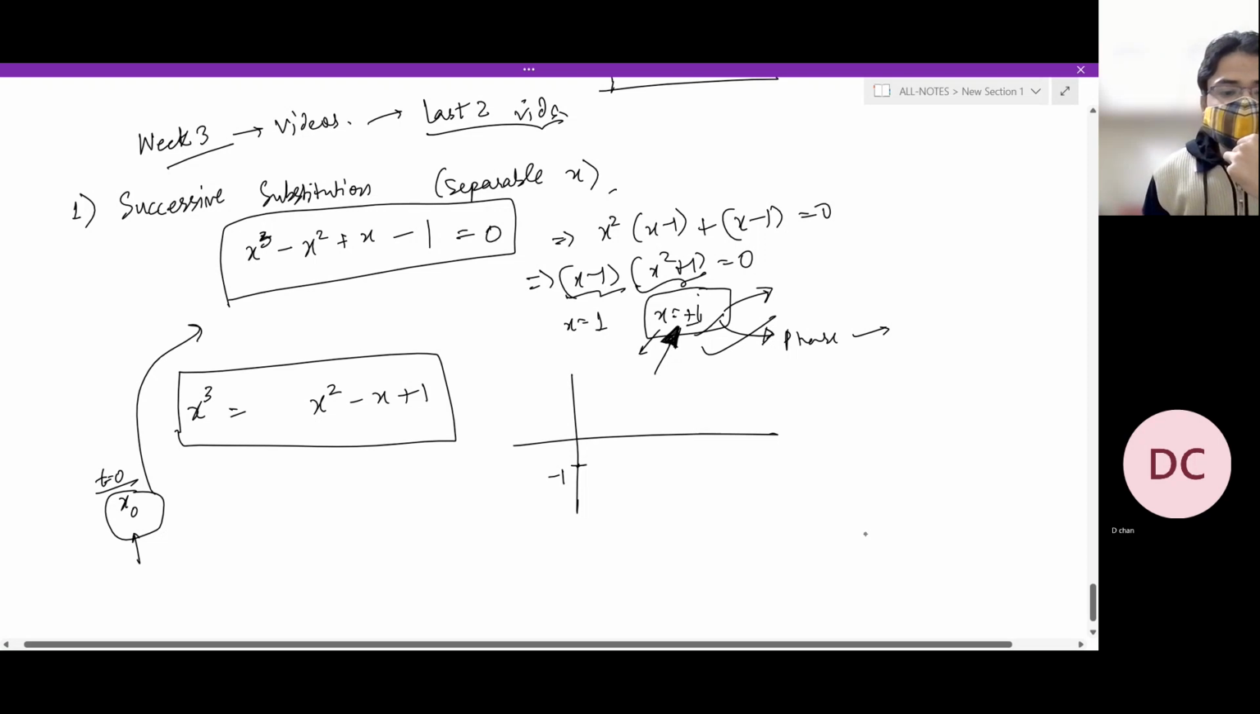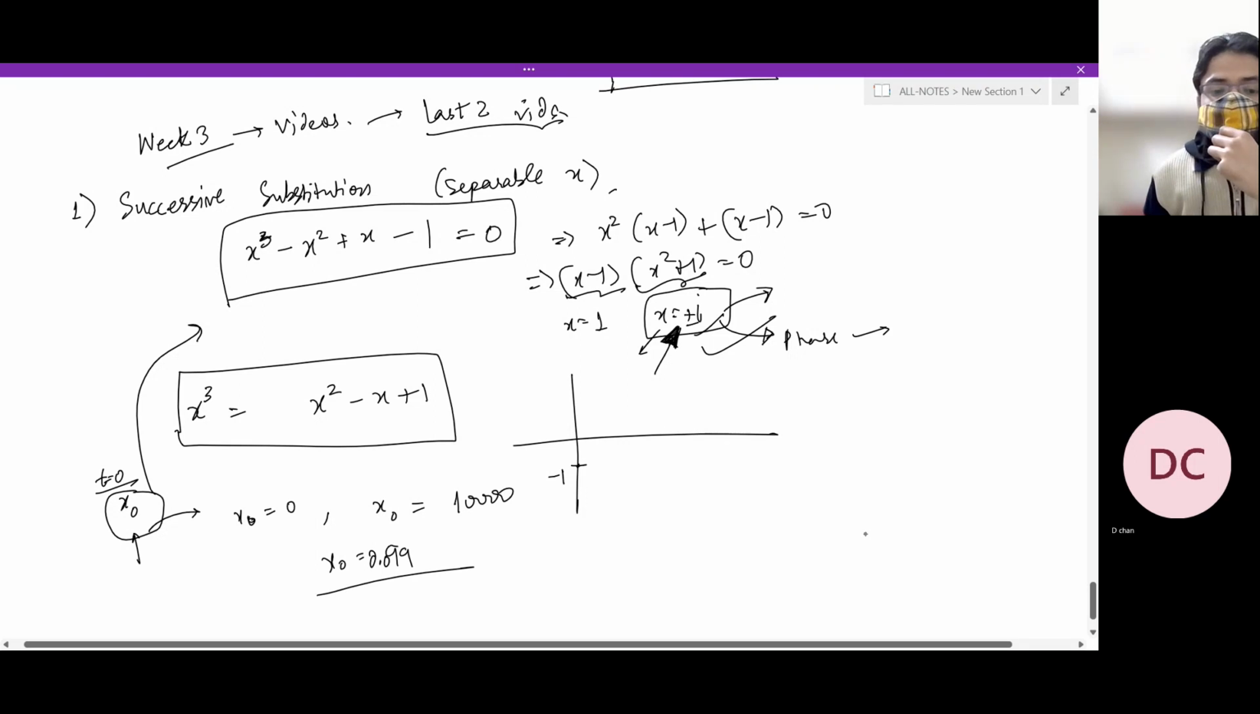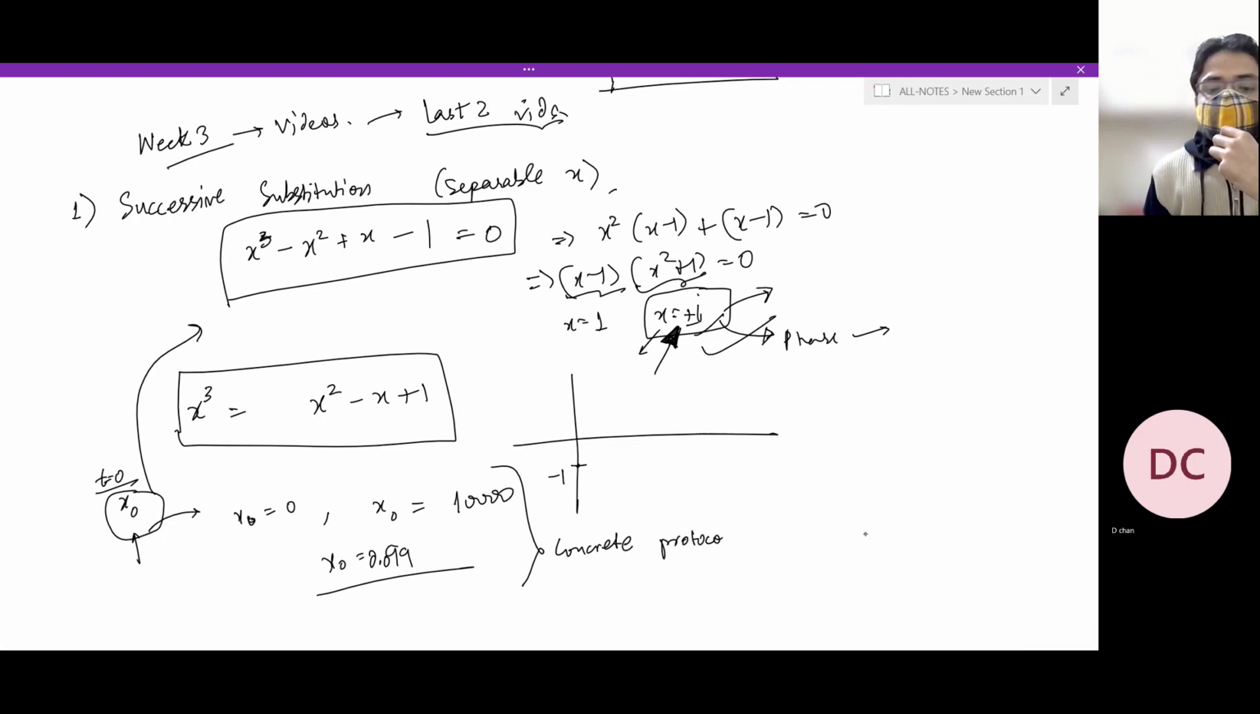So somebody could guess x naught as 0. This is just a guess. It could vary from person to person, right? Someone could choose it as maybe 10,000. Someone could choose it as 0.099. There could be a bunch of options, right? So we need to have a concrete protocol for a good guess. A good guess will always lead to good solutions.